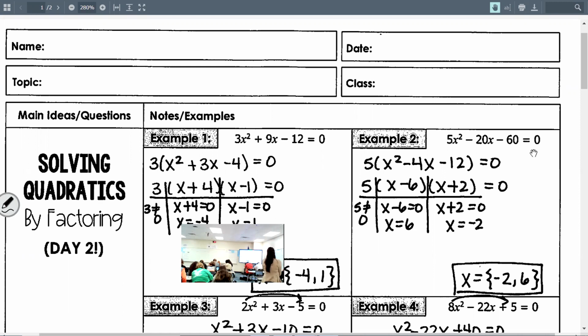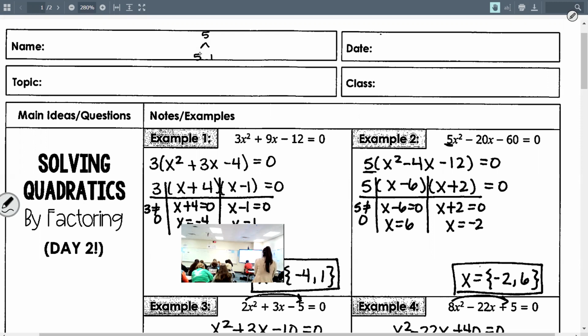What's the GCF between 5, 20, and 60? 5. So check the smaller number. It does divide evenly into the other 2, so great, that's my GCF. If it didn't divide evenly into the other 2, maybe break it down to its factors and see if that fits into the others. All right, but 5 fits, so that's my GCF. It goes outside the parentheses.